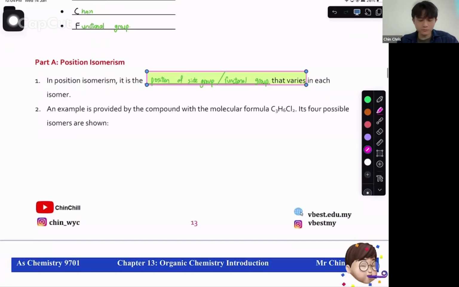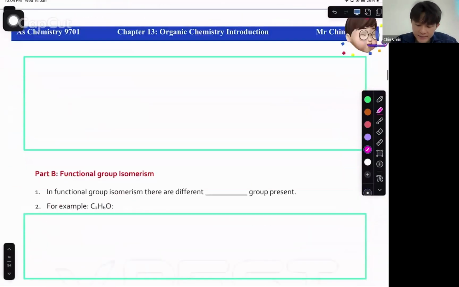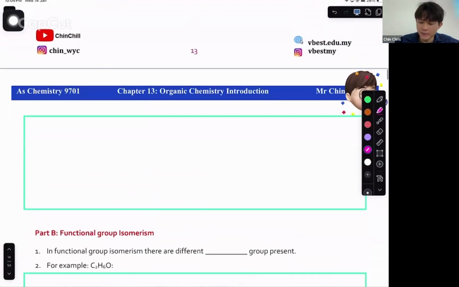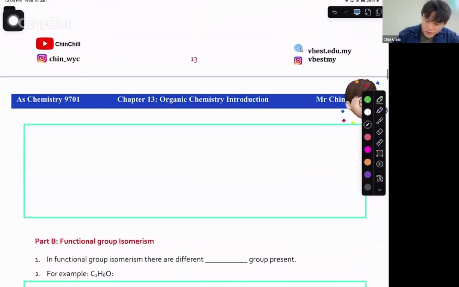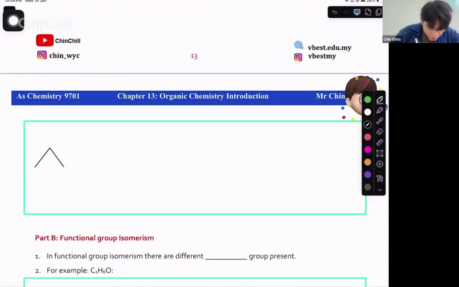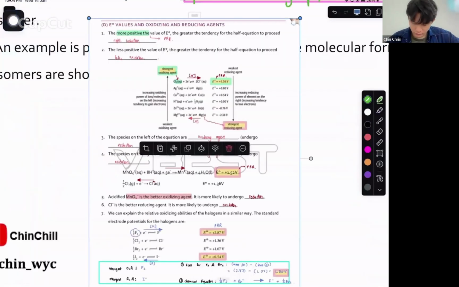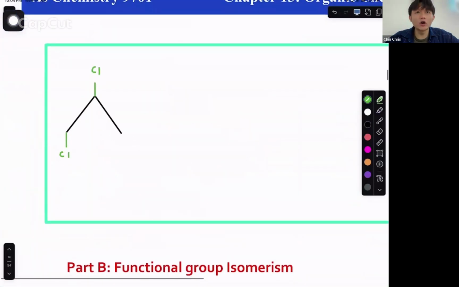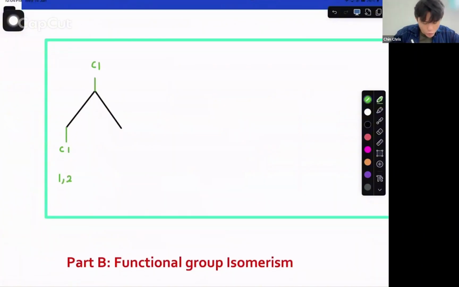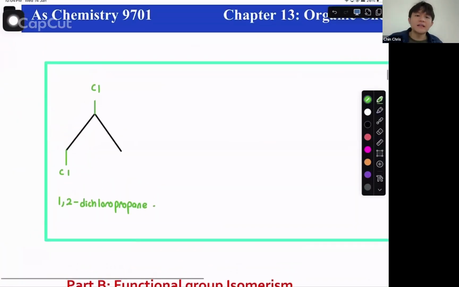All right, guys, next, let's continue. All right, kid, let's look at this. C3H6Cl2. I'm going to show you the first one. We're going to draw 3 carbon, 1, 2, 3. C3H6 already. Then we're going to put in 2 Cl. First Cl, second Cl. So first and second Cl, we call this 1,2-dichloropropane. All right, guys, go and swap the position of your chlorine and tell me what are the remaining isomers. Let's go.